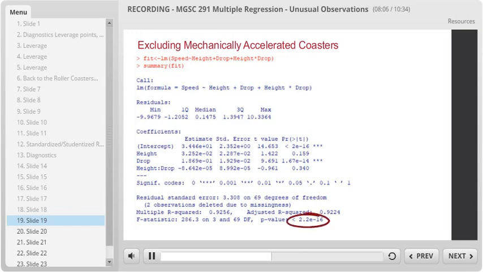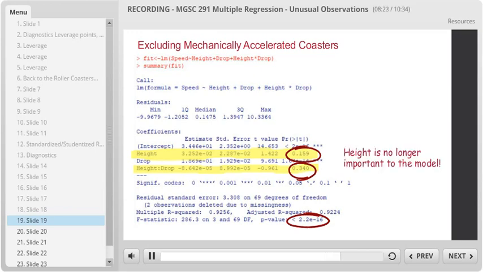While the p-value for the overall F-test is significant, we see the p-values for the height term and the interaction term between height and drop are both large, indicating they are not statistically significant. In other words, height is no longer important to the model. So we can drop those terms and rerun a simple linear regression of speed on drop alone.